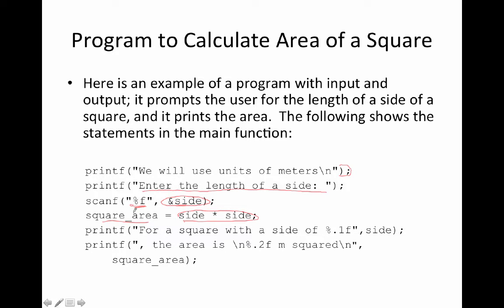And then we're going to print it out in a nice sentence format that says for a square with a side of, and with 1 decimal place the value of side, the area is, and then with %0.2f, the value of the area squared, m squared for meters squared.